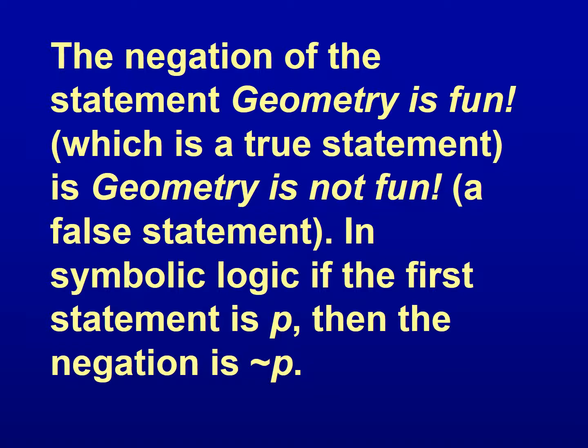So in symbols, instead of having to write all of that down, if the first statement is represented by the letter P and we want to negate it, we would just use this little squiggly line right here in front of the P, and that says not P. So this symbol represents not P, or the negation of P. So if P is geometry is fun, then not P is geometry is not fun.